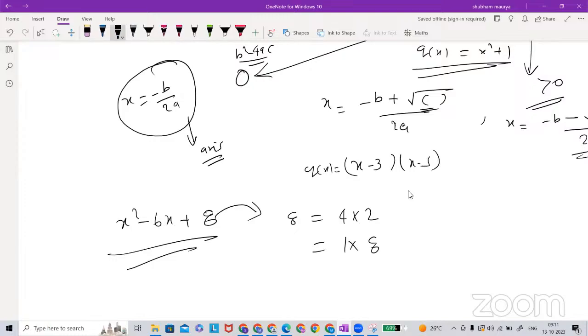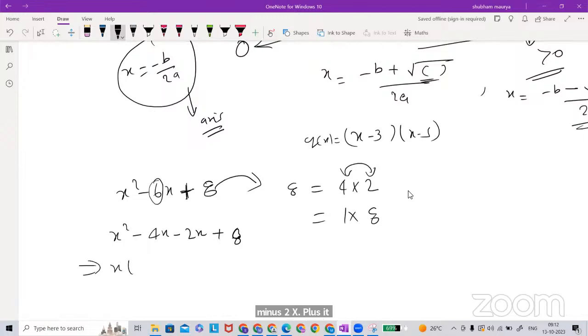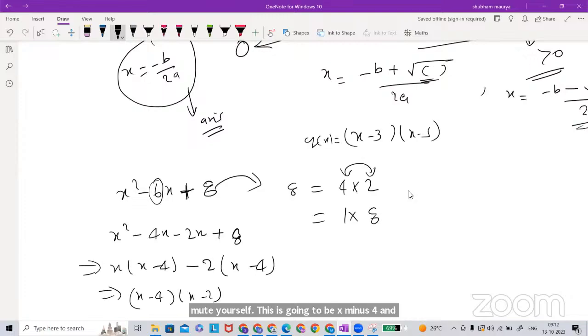If here is plus, then you just need to factorize such that, if you add the factors, you get the middle coefficient. So this could be written as x square minus 4x minus 2x plus 8. Now if you take x common, this is x minus 4, and if you take minus 2 common, this is x minus 4. Finally it is x minus 4 and x minus 2. In this way you can factorize.